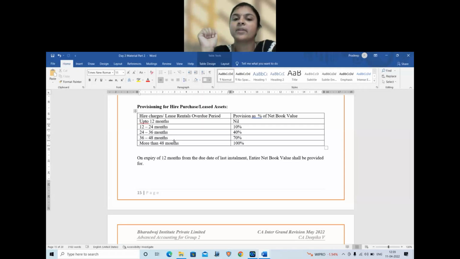Okay, so 3 areas of questioning: net owned funds, NPA recognition. So they might give you a question saying that this is overdue for this many days or this many months, whether it is standard, substandard or doubtful. Third area is provisioning. Under provisioning, we have one for the normal NBFCs, systemically important and non-systemically important, and for hire purchase or leased assets. Right?